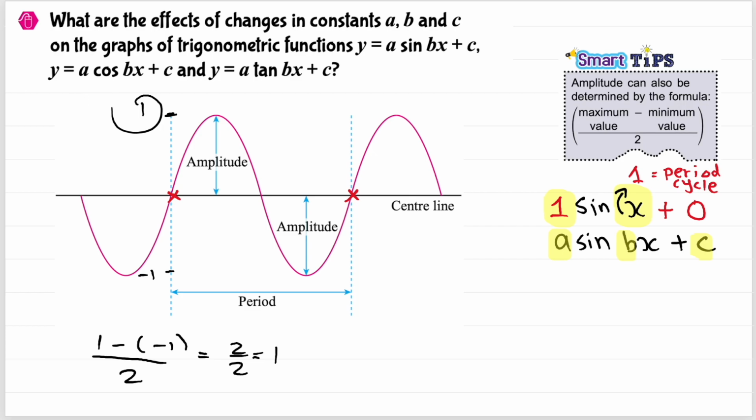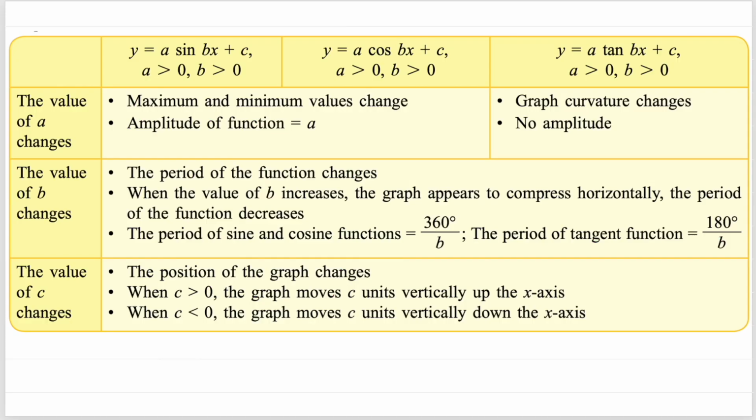Okay. So now what happen kalau ada perubahan? So tengok table kat sini. Kita bahagikan ikut 3 graf. Tengok kalau A berubah. So if A changes, maksudnya maximum dan minimum value dia akan berubah. Okay, A here refer to the amplitude maximum dengan minimum. Okay, kalau ada perubahan nanti dia akan tukar lah. Then it's not 1 anymore. Right? And then for tangent graph, dia punya graph curvature berubah. Maknanya bentuk graph tu akan jadi berubah, tetapi there is no amplitude because we don't know the maximum value and also the minimum value. It's unknown, right?